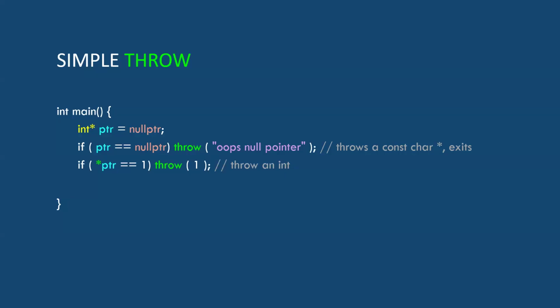So if the pointer is not null, okay, maybe we'll do something else, right? But every time we throw something, notice that it has a particular type. So this is a const char type. This is an integer type. So the message, or whatever we put in there, has its own unique type. Okay. Now this is kind of silly code right here.